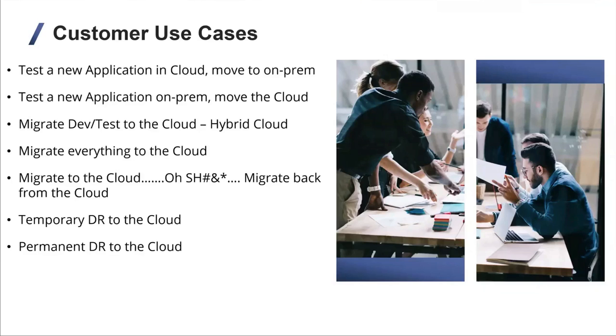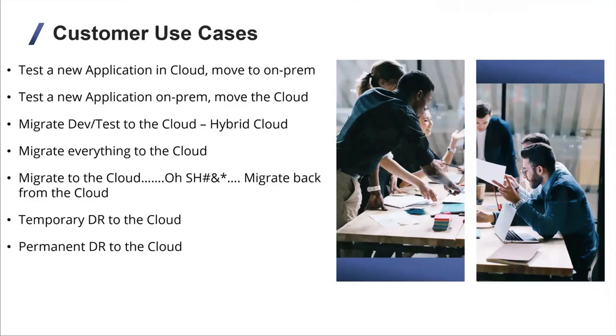This is my favorite. You want to migrate to the cloud, and then you have an oh crap moment, and then you want to migrate back from the cloud. Very easy to do with Spectrum Virtualize. You may want to temporarily do DR to the cloud. You may have a scenario where your formal DR process is going to come into play next fiscal year, but you have a gap in time, so you may be able to do temporary DR to cloud, which is very, very beneficial when you have that gap. We have a solution that we'll describe in a few minutes.